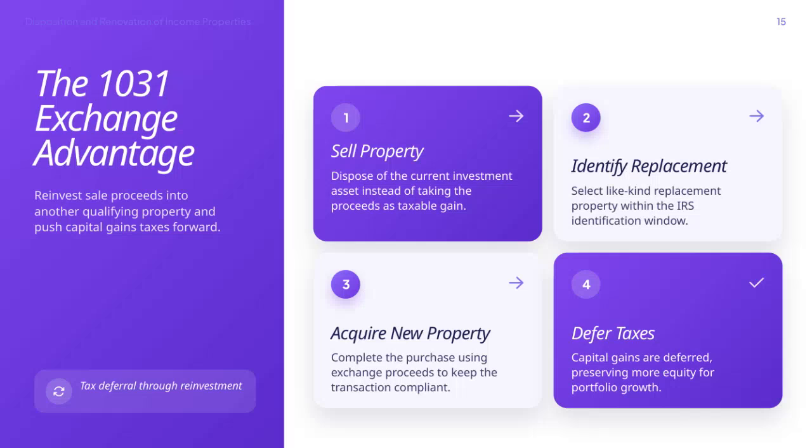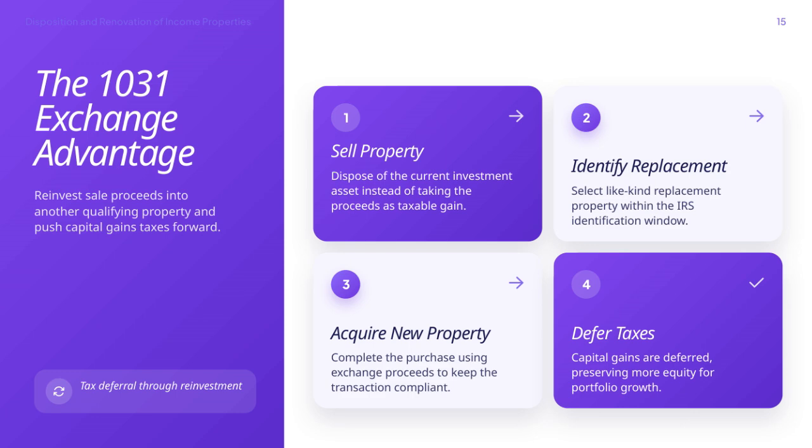Let's talk about the 1031 exchange advantage and how it can benefit real estate investors. Essentially, this strategy allows you to reinvest the proceeds from selling one property into another qualifying property, which lets you defer paying capital gains taxes. Here's how it works step by step. First, you sell your existing property, but instead of cashing out and triggering a taxable gain, you use the proceeds to stay within the exchange.